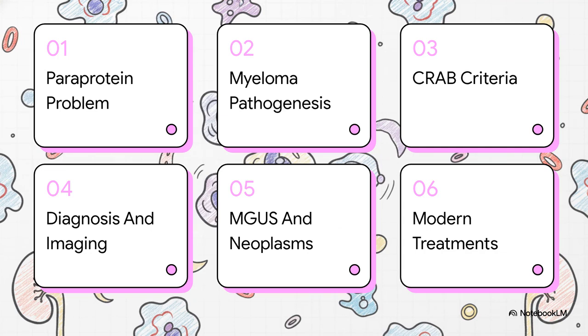We'll start with the paraprotein problem, walk through the pathogenesis, clinical features, and lab diagnosis, and then wrap the whole thing up with MGUS and modern treatment strategies. Compartmentalizing this info sequentially like this, it's honestly the absolute best way to retain it for board exams and your clinical practice. Let's get to it.